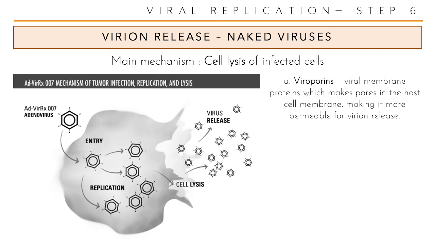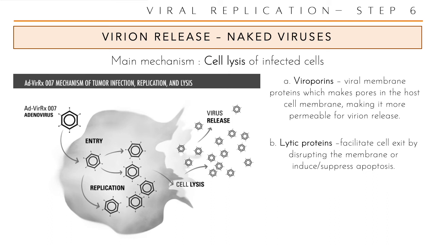They're not alone though. There are other lytic proteins, which are very, I didn't bother to enumerate the proteins because they're like CXR4GI, those terms, so I didn't want to trouble you with that. So they're lytic proteins. They facilitate cell exit by disrupting the permeability of the membrane, or they could actually induce the cell to undergo apoptosis. They could also suppress apoptosis if they think they need more virus particles to be made.